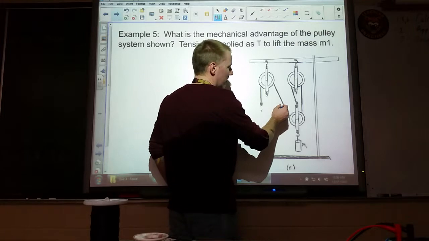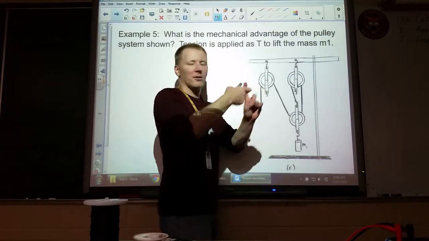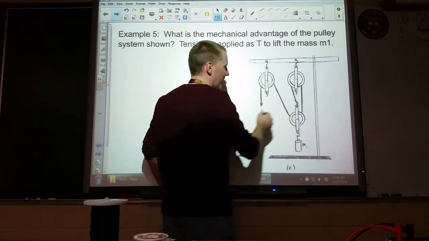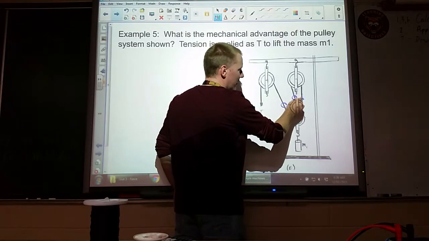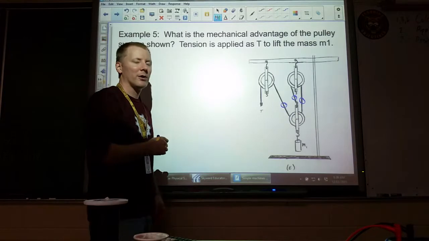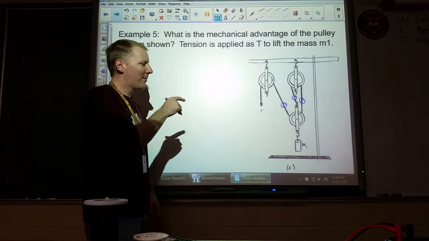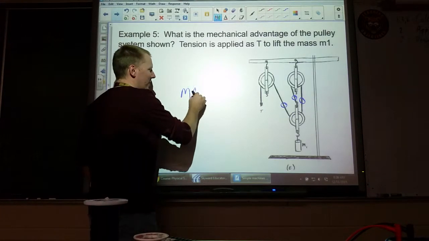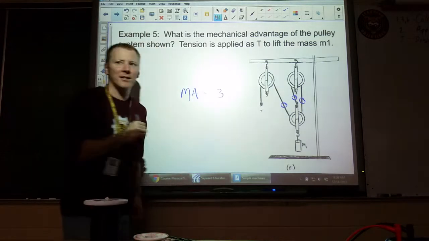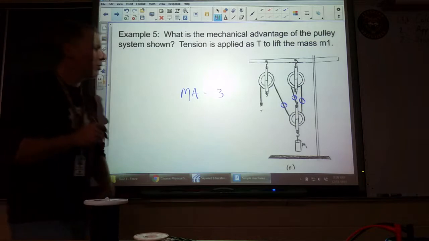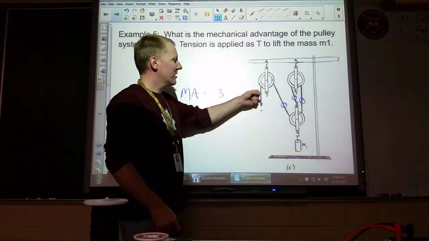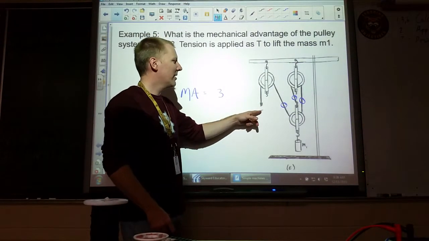Are those hooks at the bottom of those? Yeah, so it's just a hook that's hooking together. So here we've got 1, 2, 3 segments of rope all pulling up on that mass. So that means the mechanical advantage is 3. And that's all you have to do. I thought you were going to have to divide it by the mass. Nope. This one doesn't count because it's pulling down. This is where you'd apply your force.